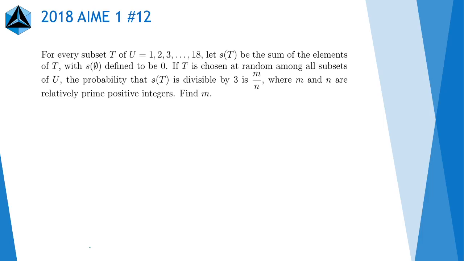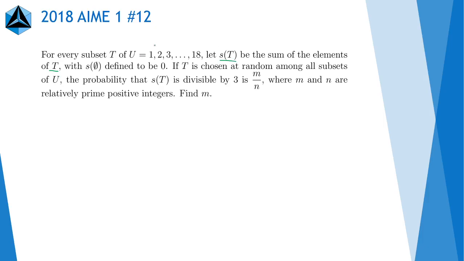If T is chosen at random among all subsets of U, the probability that S of T is divisible by 3 is m over n, where m and n are relatively prime positive integers. So if you want to find a generating function for a subset T, this is fairly easy. We're going to find the generating function for S of T, the sum.